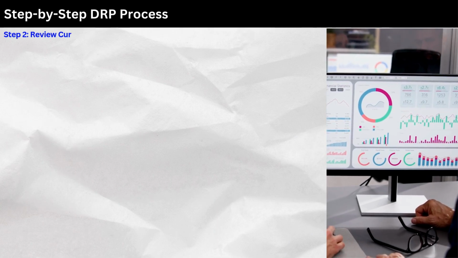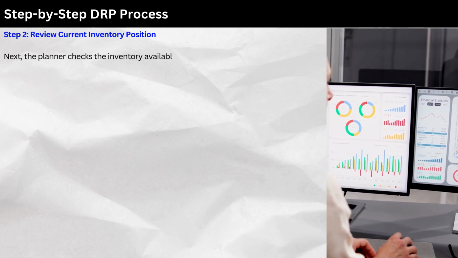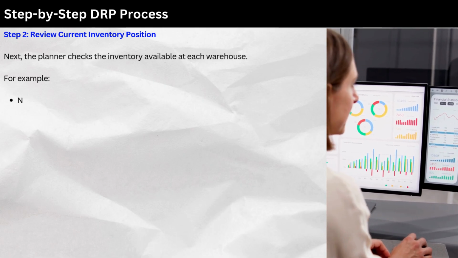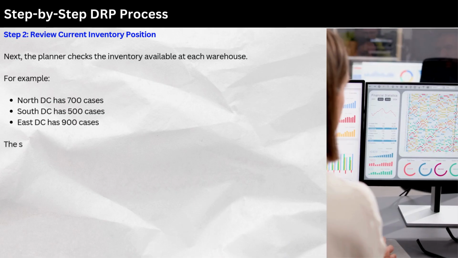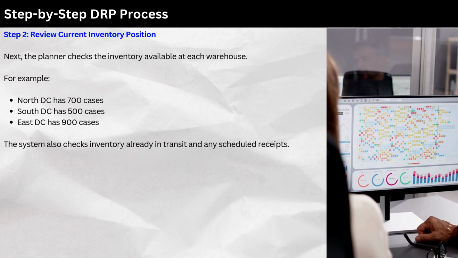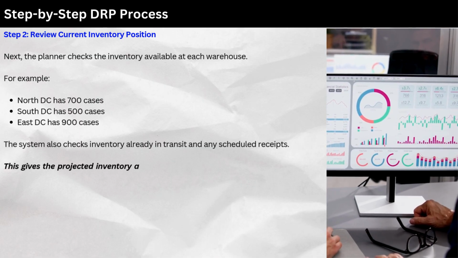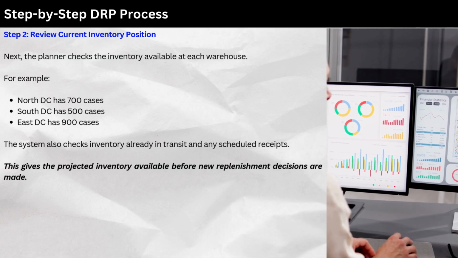Step 2. Review current inventory position. Next, the planner checks the inventory available at each warehouse. For example, North DC has 700 cases. South DC has 500 cases. East DC has 900 cases. The system also checks inventory already in transit and any scheduled receipts. This gives the projected inventory available before new replenishment decisions are made.